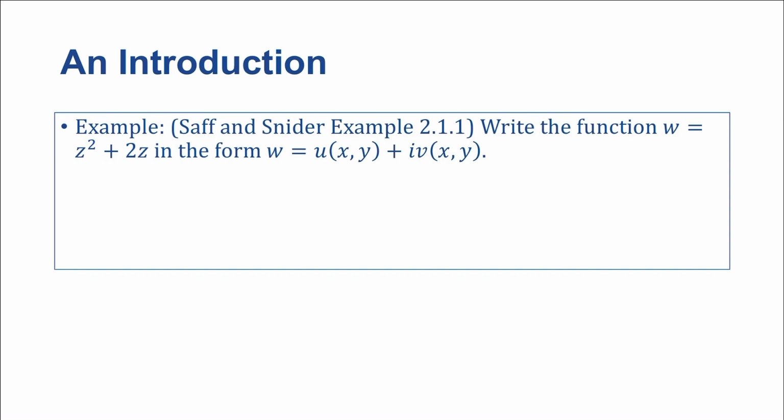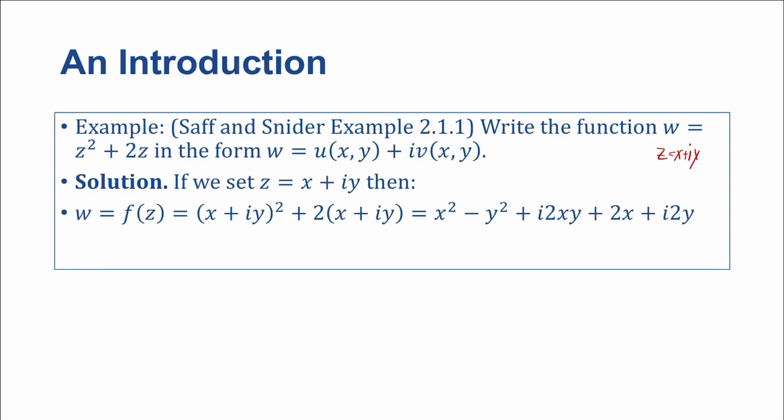So what we're going to do is write this out in the form that z is equal to x plus iy. So when we do this, we set z equal to x plus iy, and then we get w equals f of z, right? And now we're going to plug in x plus iy wherever we see any z's. So we get (x plus iy) squared plus 2 times (x plus iy).